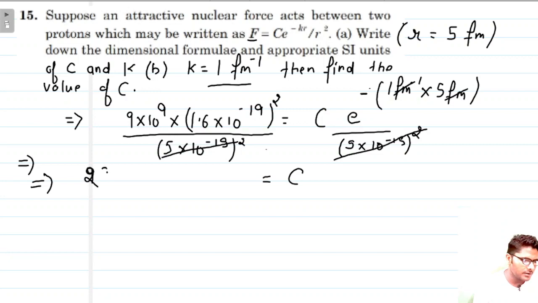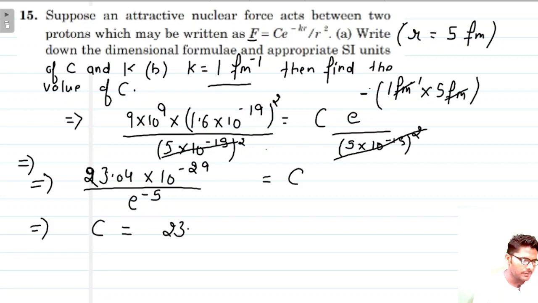You may write this as 23.04 into 10 raised to power minus 29, and e to the power minus 5 will be here. So the value of C is equal to 23.04 into 10 raised to power minus 29 into e to the power 5, which will be on the upper side in the numerator.